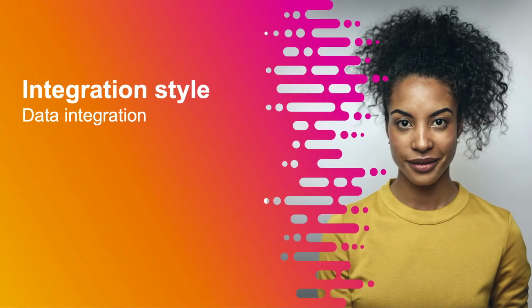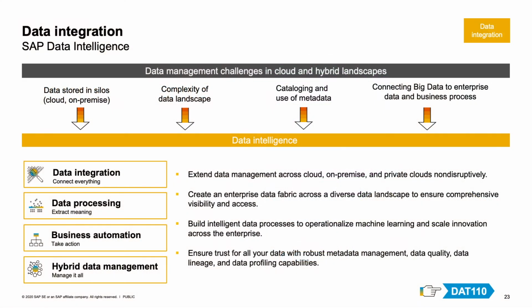So this was now the first part of integration, the first style of integration, which was process integration with the different capabilities like A2A integration, B2B, master data integration, API-based integration. And now we come to the second, also very important pillar of integration, it's data integration. So let's also move on here to the next slide, and that's also covered by the SAP Data Intelligence portfolio and the related SAP Enterprise Information Management portfolio.